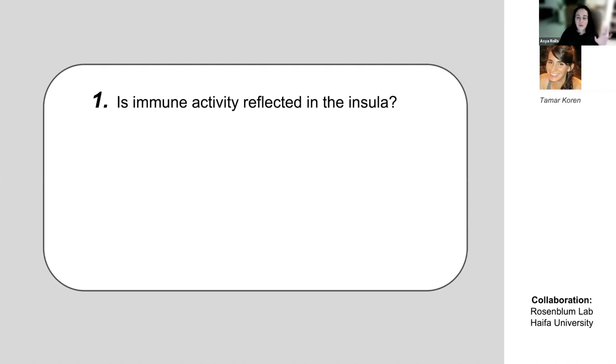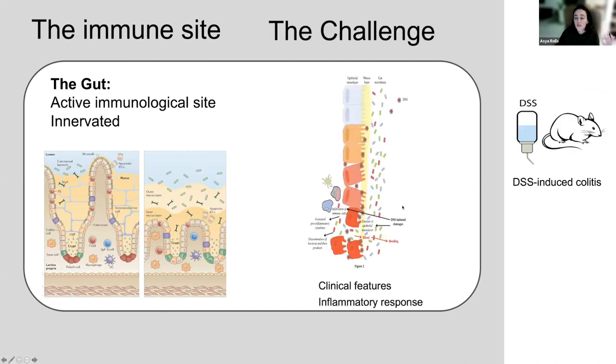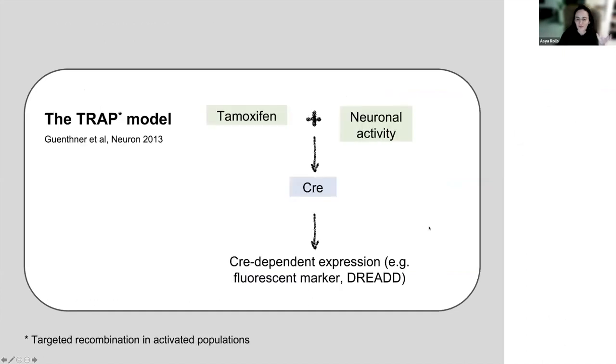So what we did, we wanted to see if immune activity in the periphery will be reflected in the insula. And we chose as an immune site the gut-brain axis, of course, because this is a very active neuronal environment and active immune environment. And as a challenge, we chose DSS-induced colitis. When we give DSS in the drinking water, this causes damage to the epithelial layer, and the ensuing immune response is a model for colitis or for Crohn's, a colon-localized inflammation.